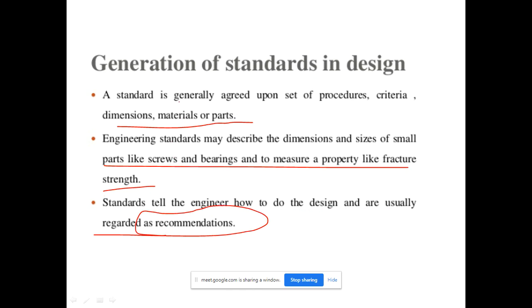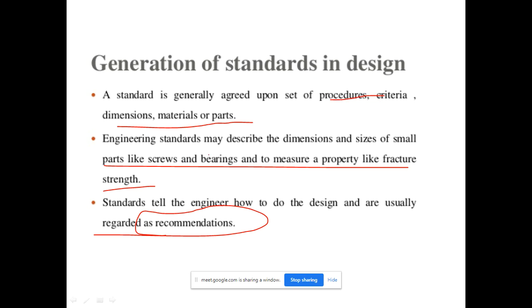Okay, so starting from the very basic concept, how the standardization methodology is generated, how the basic origin of the standardization method came into the engineering field. So first of all, what is the purpose of the standard? That purpose we have already resolved. Then we have come to know that the standard should be made in such a way that it should be mutually understood or mutually prepared between several groups of industries, so that they follow the same procedure, the same criteria, same dimension, same material, and same parts.